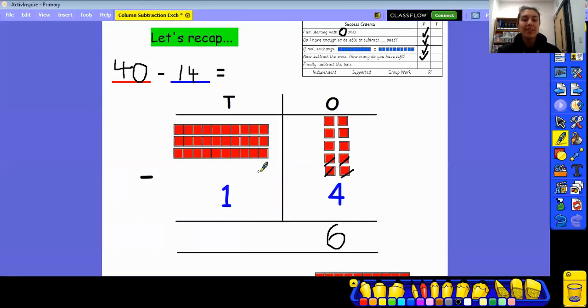Now, even though I started with 4 tens, I don't have 4 tens now because one of those tens became 10 ones. So I've now only got 3 tens here to start with. And I'm going to subtract one of them. And that leaves me with 2 tens. Well done. So you should have worked out that 40 take away 14 equals 26.